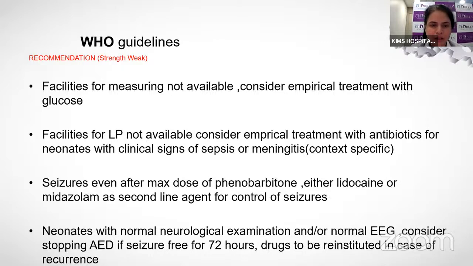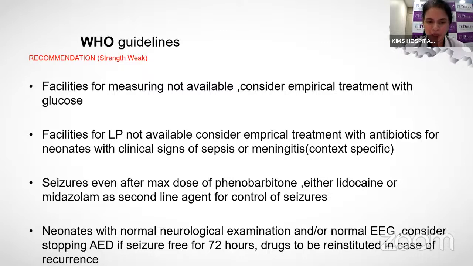The WHO gives weak recommendations for considering empirical treatment with glucose wherever facilities for measurement of glucose are not available. So if one is not able to rule out hypoglycemia, like if glucose sticks or a glucometer is not available in a certain setting, one may consider empirically giving the 2 ml per kg dextrose bolus. If facilities for LP are not available, one may consider empirical treatment with antibiotics to treat meningitis. And again, this is a context-specific weak recommendation.